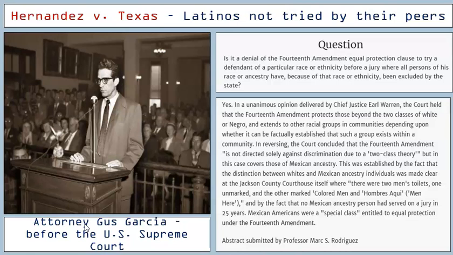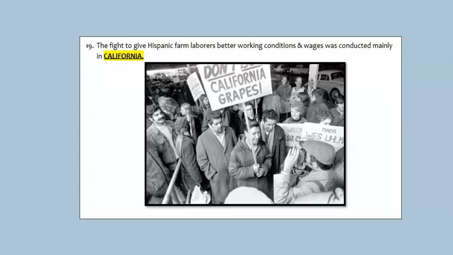It said, if you read over here in the slide, it was established by the fact there was a distinction between white and Mexican ancestry individuals, because in the Jackson County Courthouse, there were two men's toilets, one unmarked and the other marked Colored Men and Hombres Aquí, or Men Here. It also was evidenced by the fact that there was no Mexican ancestry person who had served on the jury in 25 years. So they found that Mexican Americans were a special class entitled to equal protection under the law.